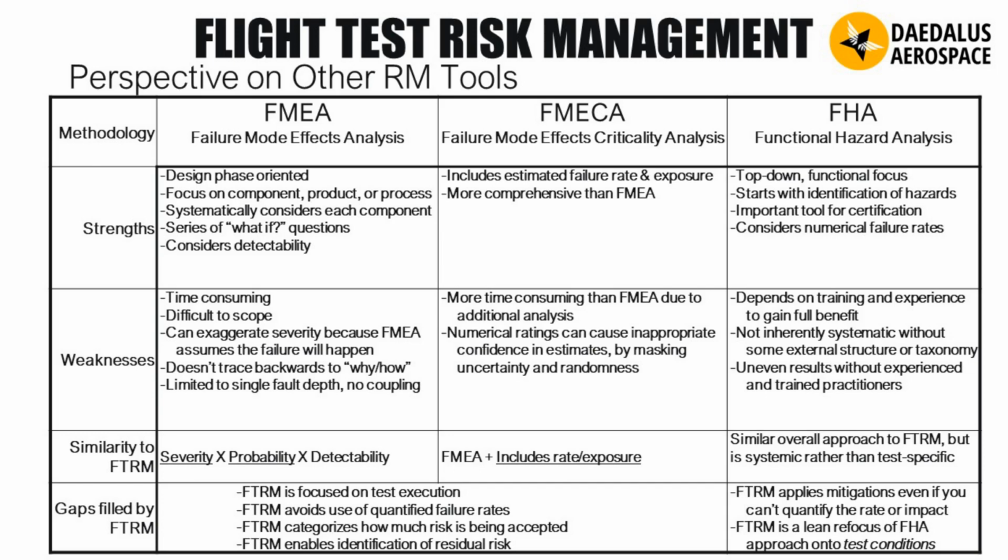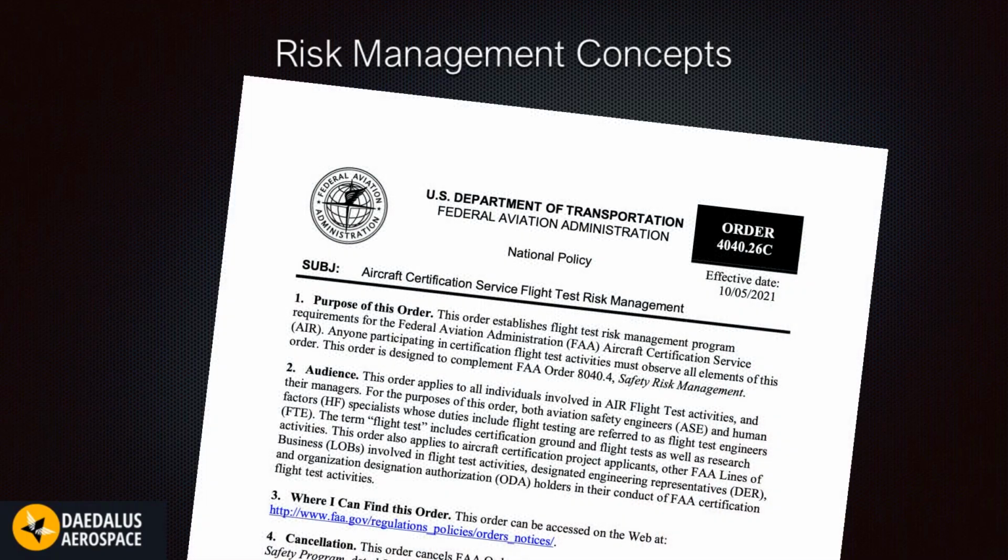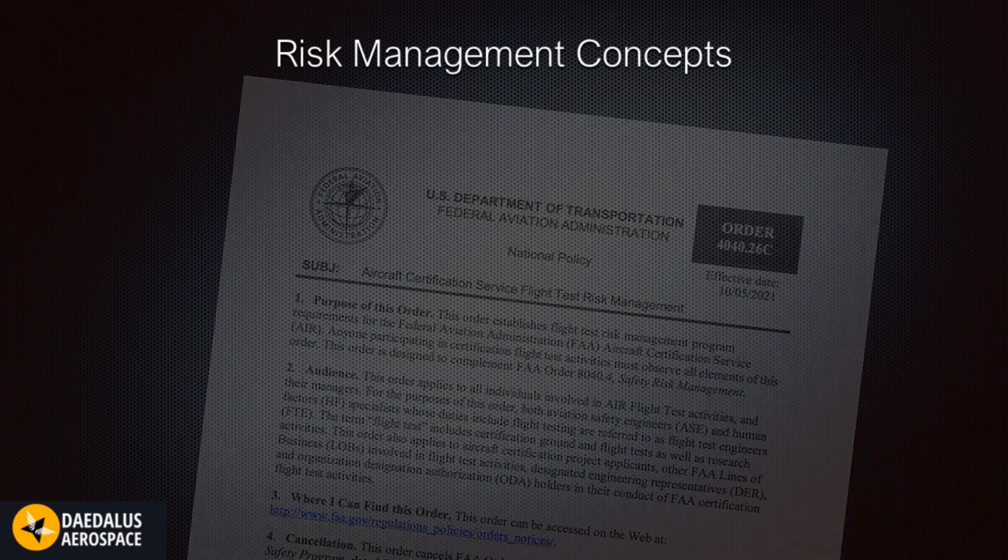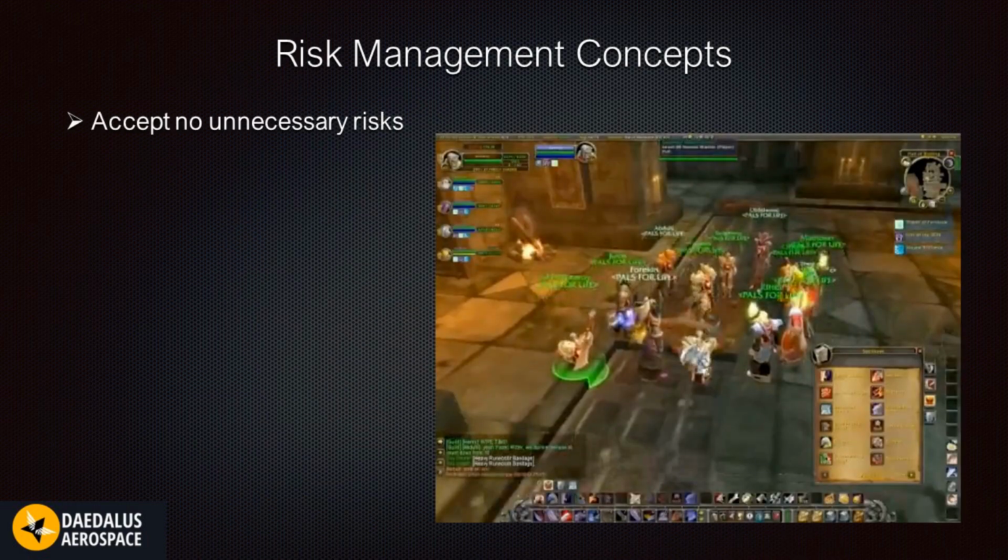Before I go, I'll leave you with 8 key principles. These are from FAA Order 4040.26, which is one of the best resources to guide flight test risk management. First, accept no unnecessary risks. If you don't recognize this video, ask someone from Gen X to explain Leroy Jenkins.